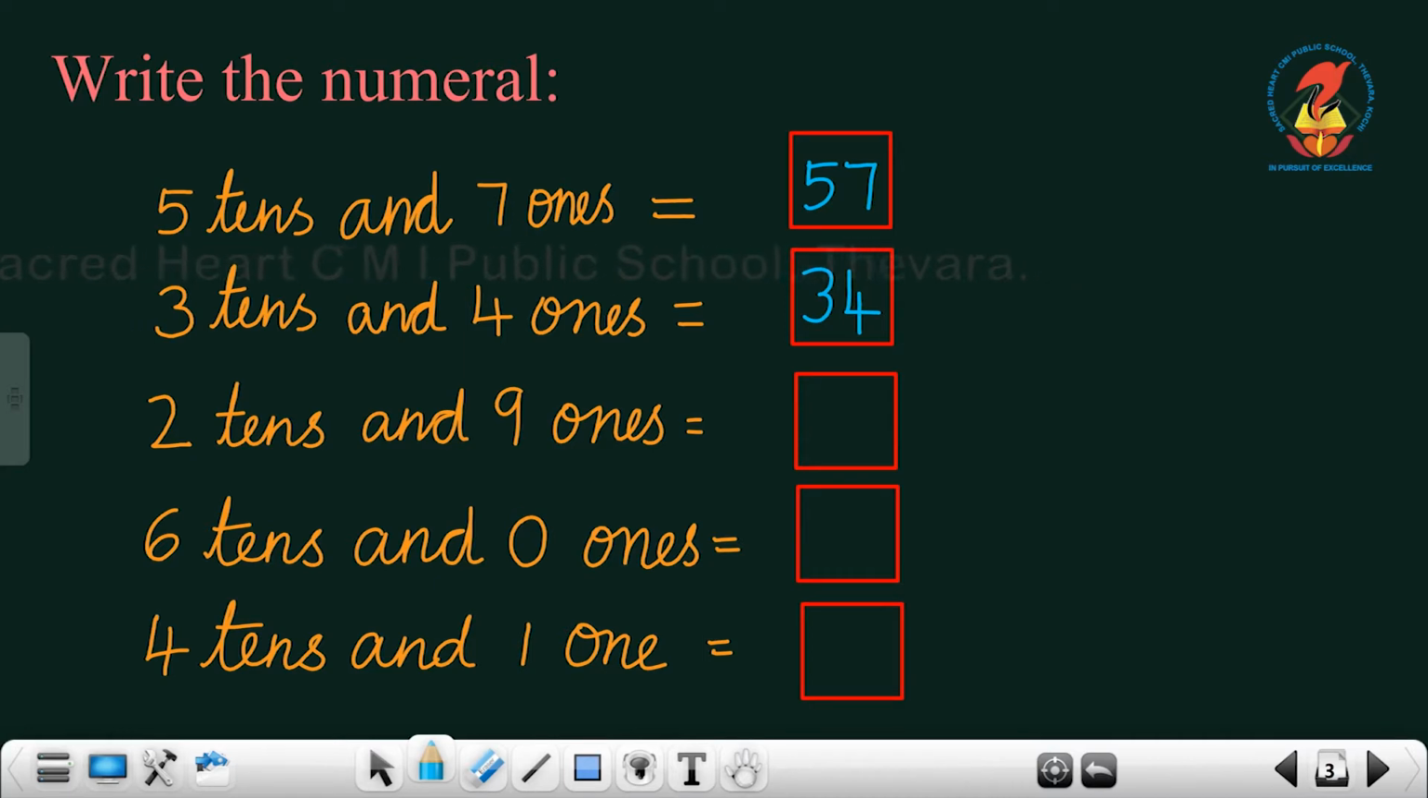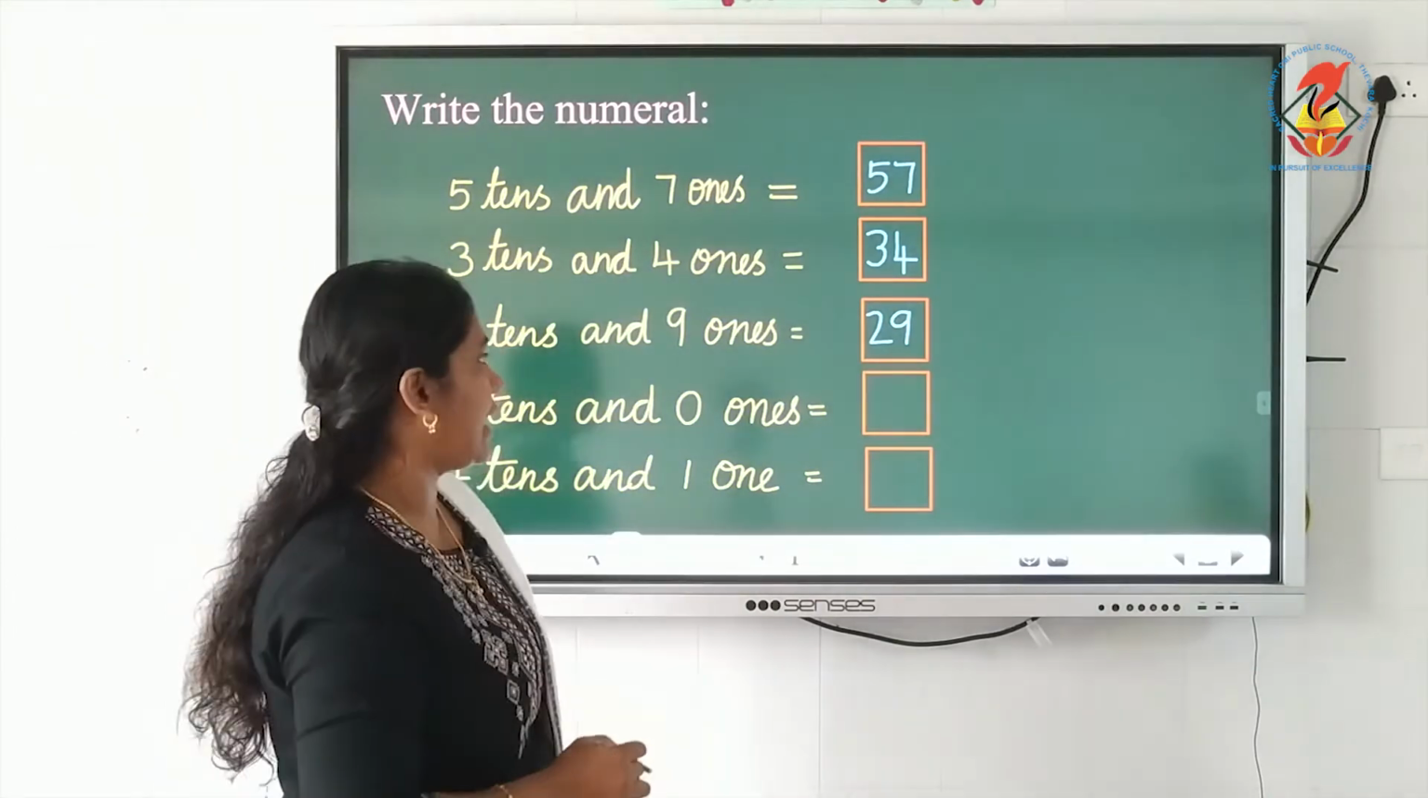Look at the next question. 2 tens and 9 ones. How many tens? 2 tens. So tens place we will write 2. And how many ones? 9 ones. So ones place we will write 9. What is the number? 29.